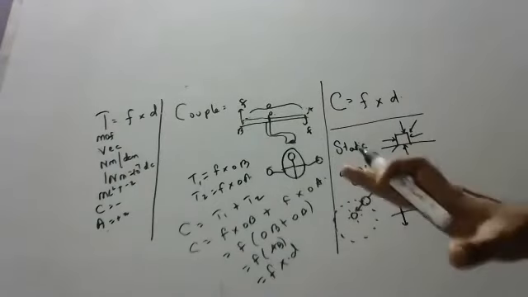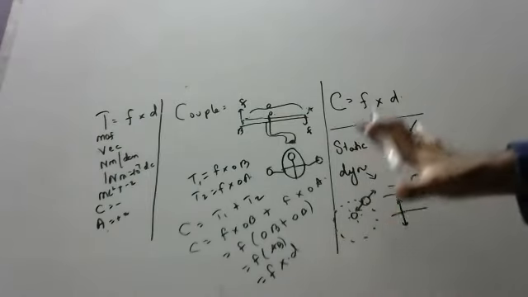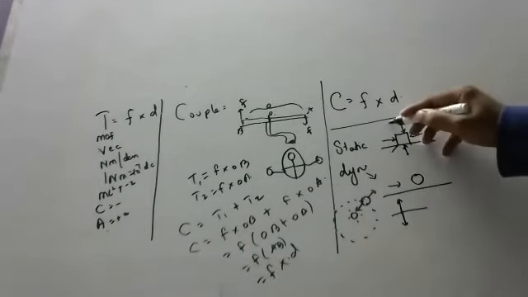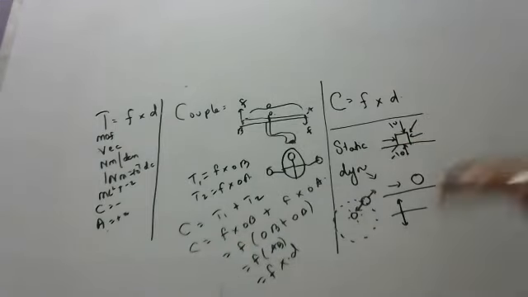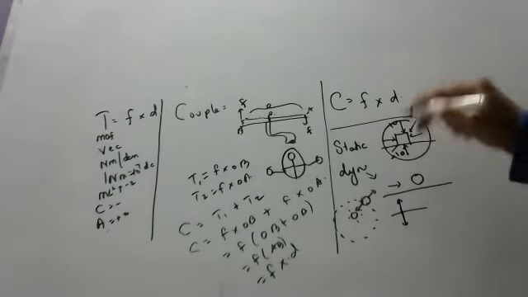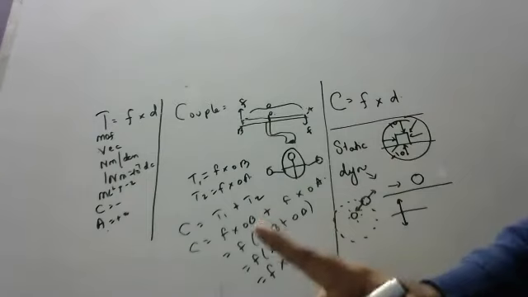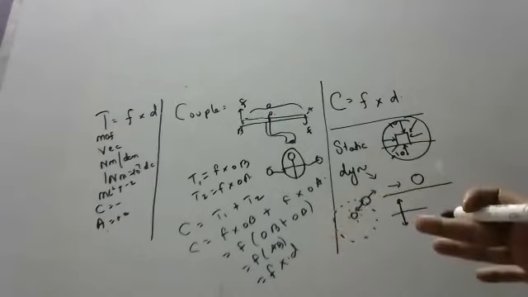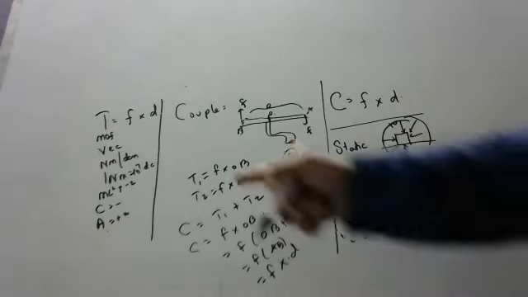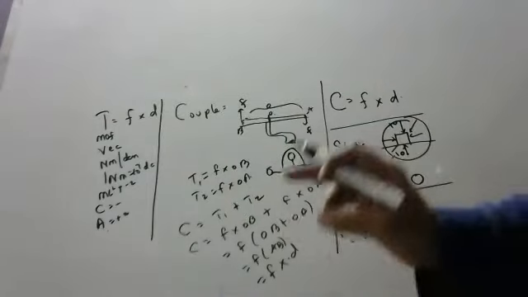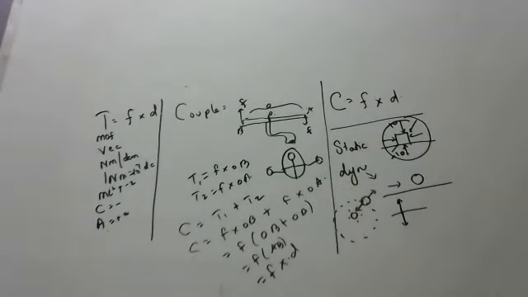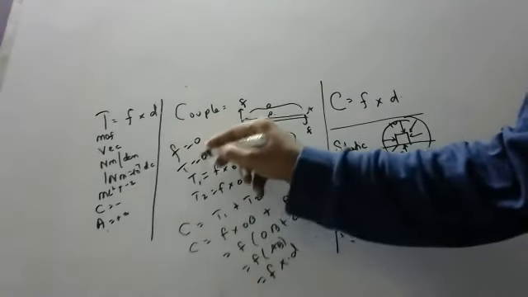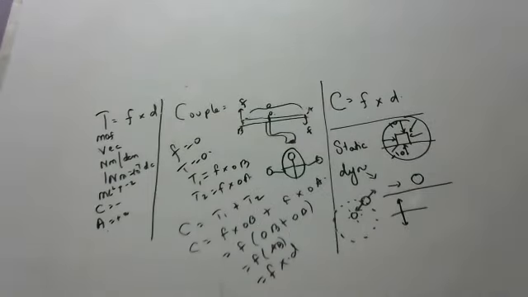So, girls, for anybody to be in a state of equilibrium, remember the sum of all forces should be equal to zero. If this is 10, this should be minus 10, or whatever it may be; the sum of all forces acting on that body should be zero. Then only the body will be in equilibrium. And the sum of all moments of forces, all torques, should also be equal to zero. When all the forces and all the torques are equal to zero, then only we can say the body is in equilibrium.